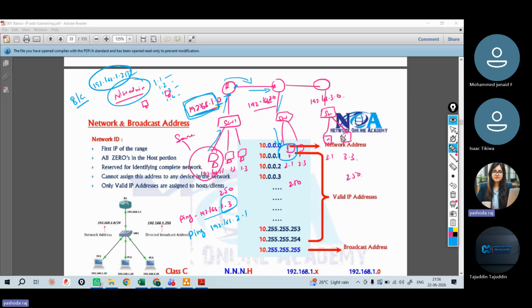Suppose the 3 dot network, the 192.168.3.1 machine, wants to reach the destination, the 1.1 machine. Now how is the router going to identify? The router identifies the network address. See here, this router has the IP addresses.